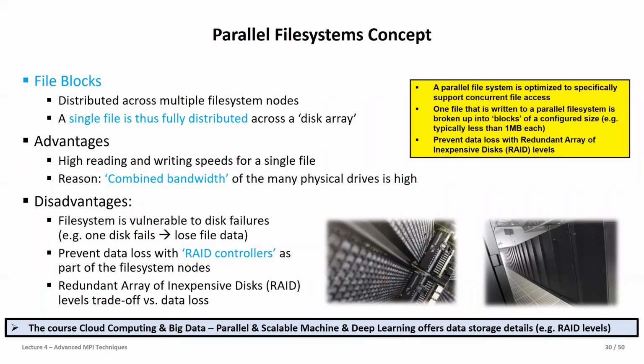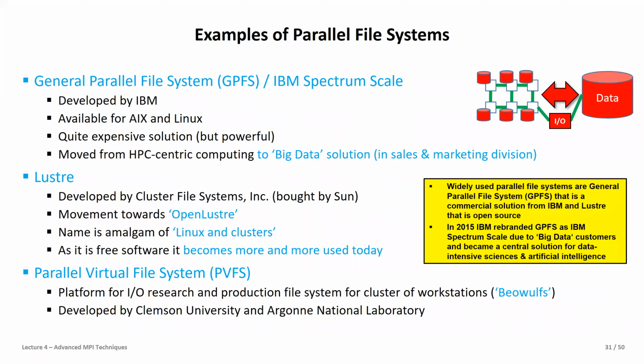Of course, there are some disadvantages. Basically, you need more ideas about RAID and different ideas for how you do data protection and so on. But these are topics we cover much more in the cloud and big data course, and not so much here in the high performance computing course, because they leave the application domain and move more to a data management domain. So what are examples of these parallel file systems?